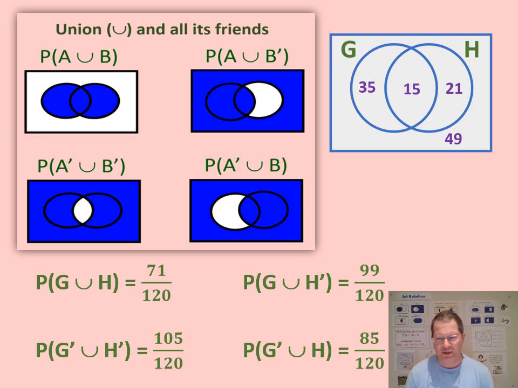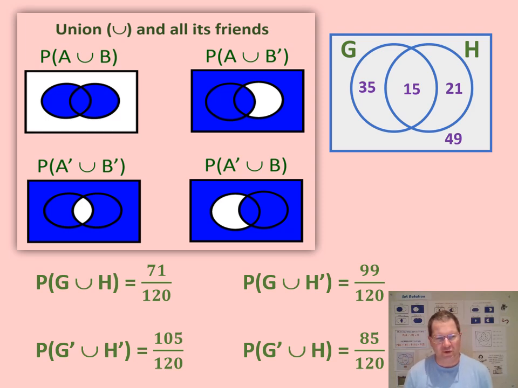Again, all the denominators are 120. The top right, G union not H: we've got all the numbers in G, that's the 35 and the 15. All the numbers that aren't in H, the 49 and the 35 again, but we don't add it twice, giving a total of 99 over 120. Alternatively, it's everything that's not 21.